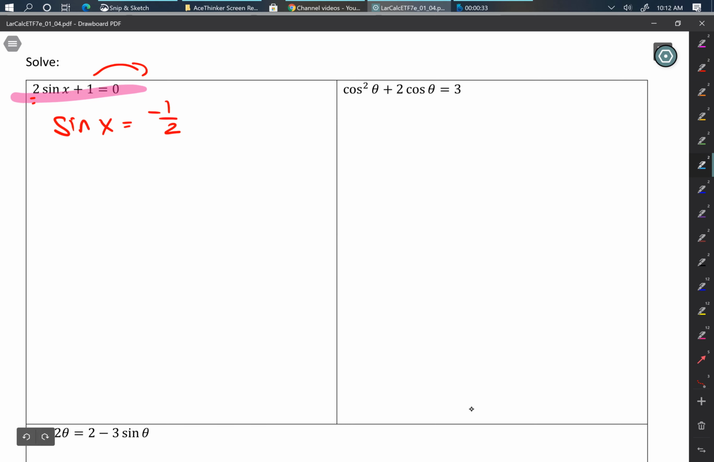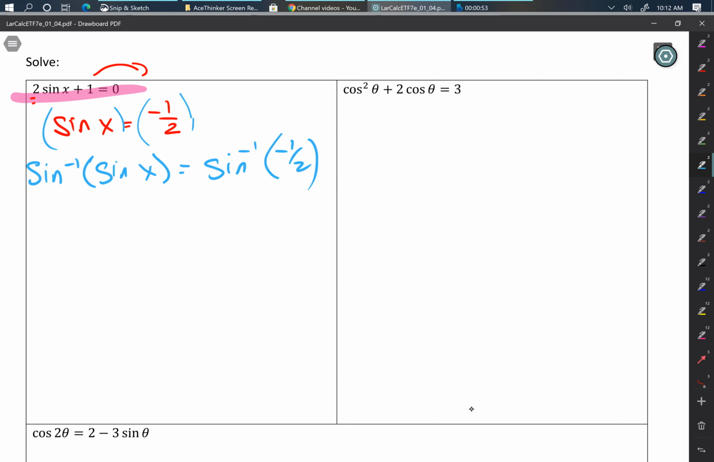Now, at this point, I need to remove the sine function. So I'm going to do something that we often do. We use an inverse function, and I'm going to take the arc sine of the sine of x is going to be equal to the arc sine of negative 1/2. Now, this is a very traditional algebraic approach to solving this.